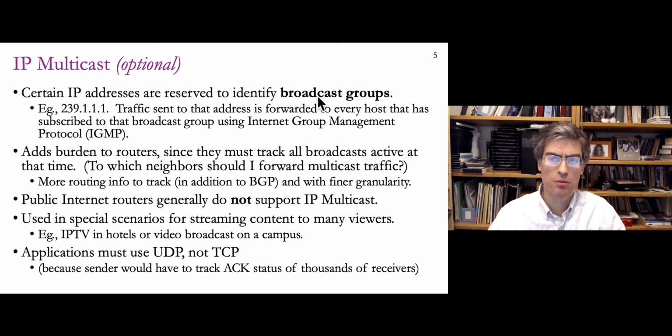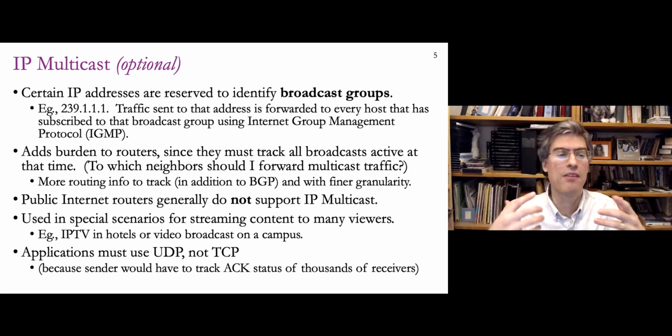It's done through a mechanism called broadcast groups, where there are certain special IP addresses, like this example right here, 22.239.1.1.1, that don't really identify particular machines, but identify broadcast groups. Hosts can subscribe to one of these addresses, basically saying, I want to listen to the traffic that's sent to this address, using the IGMP protocol. And the routers involved have to track which broadcasts are active, in other words, which of these IP addresses are being used and which of the neighbors have asked to receive the traffic associated with that broadcast. So the routers need to know to which neighbors they should forward all this multicast traffic.